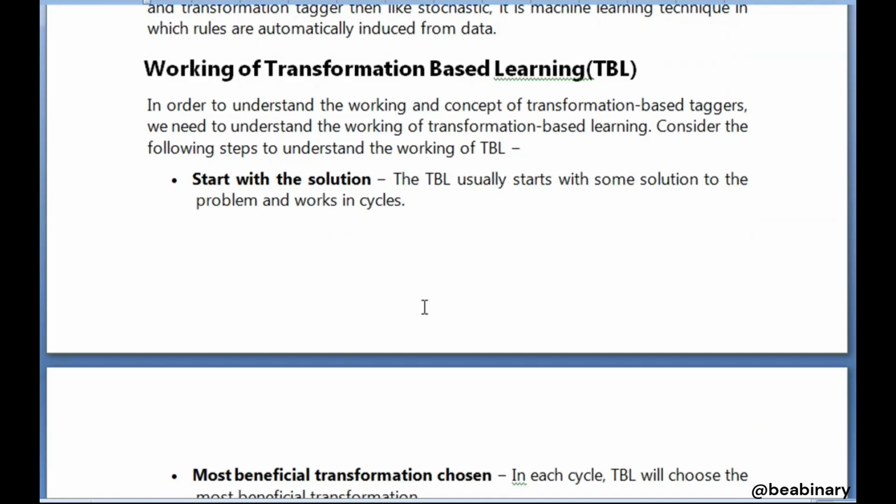So this is transfer. Starting with the solution, what it means and how it works: TBL, that is transfer based learning. The working is basically the concept of a transfer based tagger, in which your stochastic and rule based approaches will be used, and we need to understand the working of that. So how can we start this TBL? First, start with the solution.